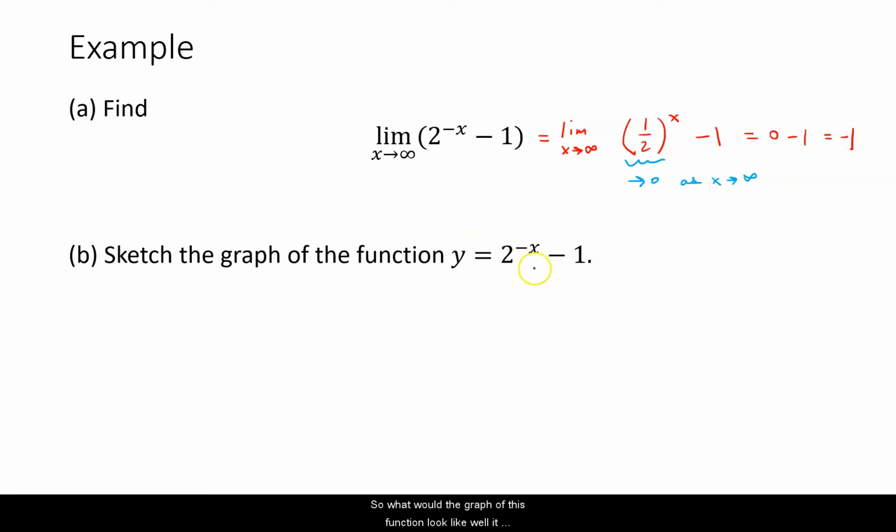So what would the graph of this function look like? Well, it would be the graph of (1/2) to the power of x, shifted down 1 unit. So our horizontal asymptote gets shifted down 1 unit. And so we get this decreasing exponential function that tends towards negative 1 as it goes to the right.